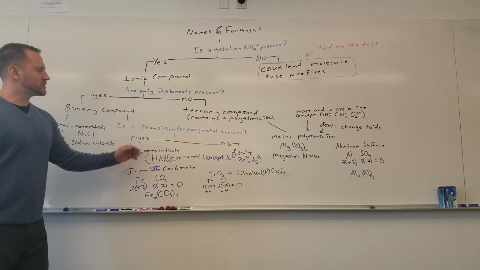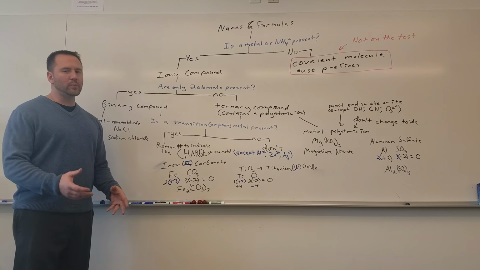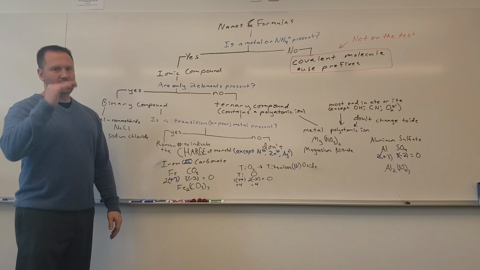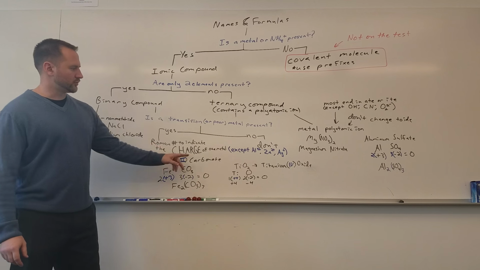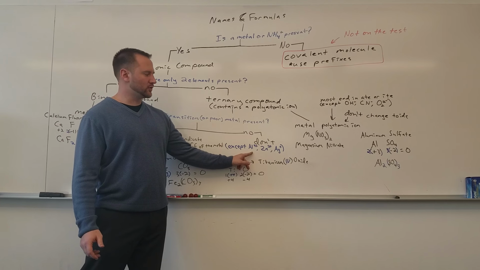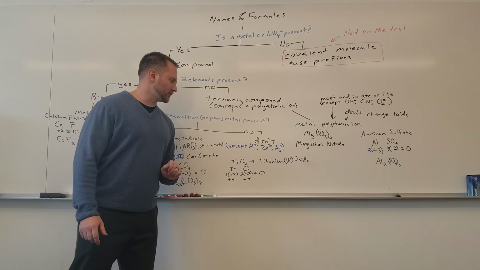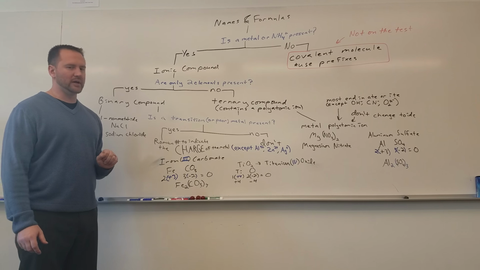Now, the last question you're going to ask yourself that adds a little bit of complexity to this is, is a transition or post-transition metal present? So the things under the staircase on the periodic table or something in the d block, with 3 exceptions being aluminum, zinc, or silver. Aluminum's always +3, so it doesn't need a Roman numeral. Zinc's always +2, silver's always +1. So we use a Roman numeral to indicate the charge of the metal.